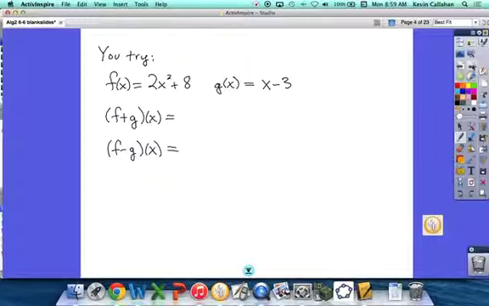Again, the addition will probably go pretty straightforward. So subtraction, you've got to be a little more careful when you're subtracting more than one term.